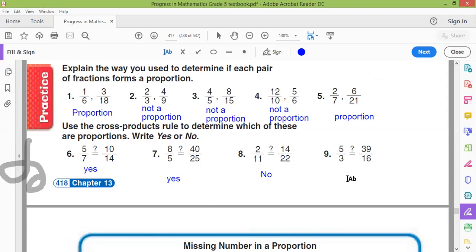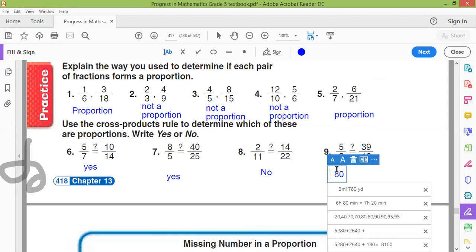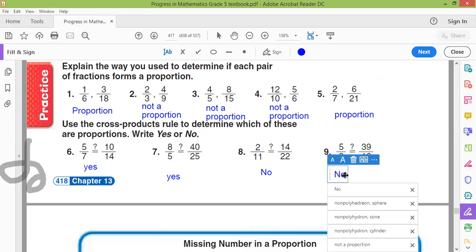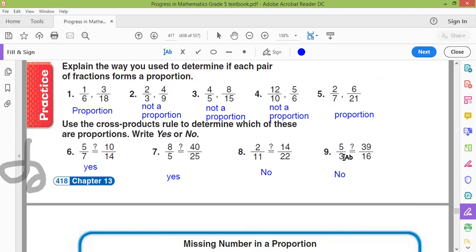Muhammad, are you here? He says no. Yes, I said no. Why is it no? Because 5 times 16 is equal to 80. Okay. And 39 times 3 is what? 117. Oh. No, teacher, I calculated it another way. Okay. So it means they are not equal. It's up to you how you calculate it, but they are not equal.